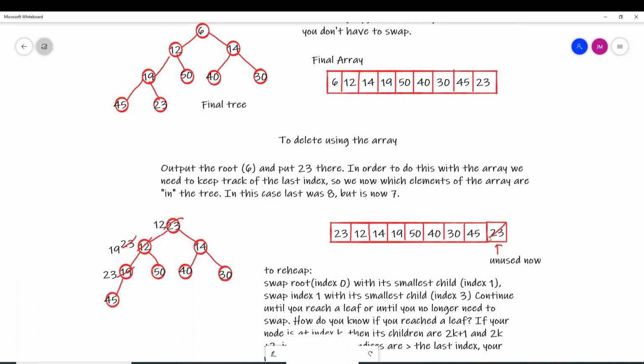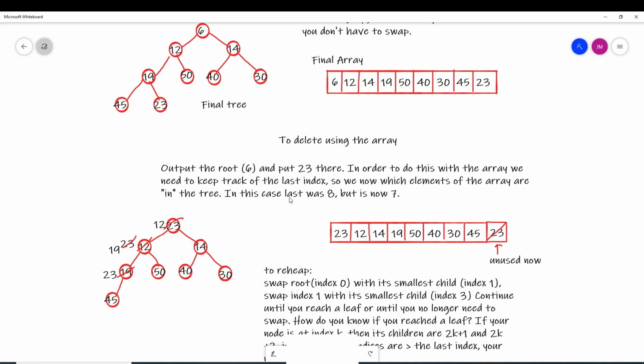We do this with the array. We say, okay, output the element at index 0, and put the last one in there. It's not always going to be the last one, because if this array is of length 9 and I keep on deleting, I'm going to have fewer and fewer elements to consider. So what I need to do is know where the last element is that I am considering in my array. So I have to keep track of that.